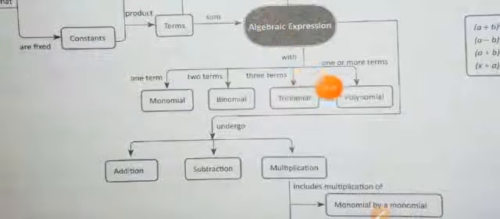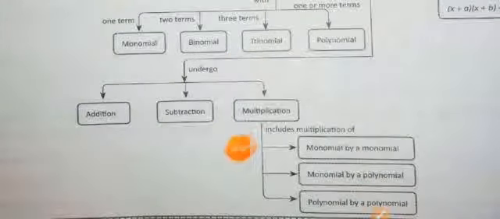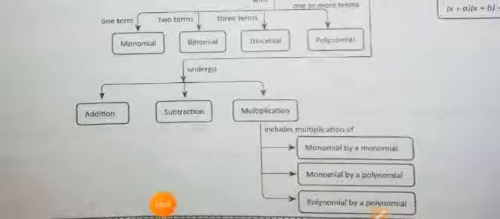Algebraic expressions with one term are called monomials, two terms binomials, three terms trinomials, and one or more terms polynomials. Algebraic expressions undergo the operations of addition, subtraction, and multiplication. Multiplication includes multiplication of monomials by monomials, monomials by a polynomial, and polynomials by a polynomial. So all these terms we are going to read in this particular chapter. This is the concept map of algebraic expressions.